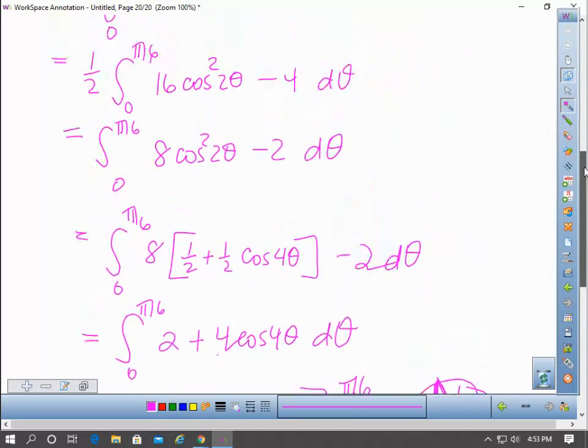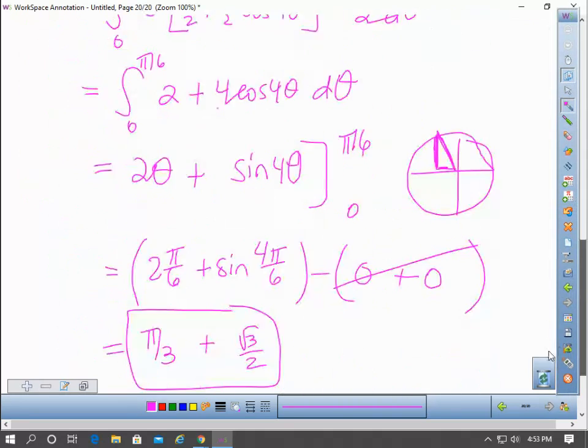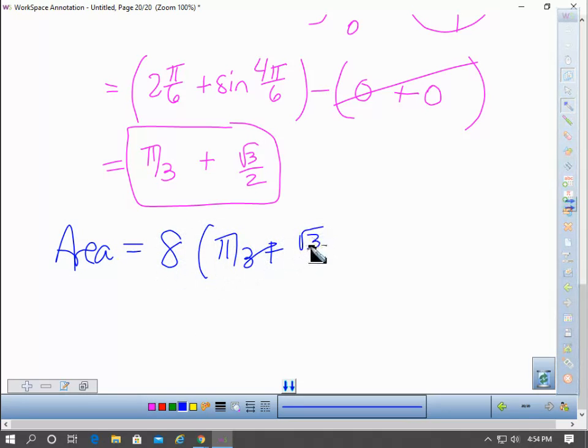And remember, when we go back up here, that's only this area right here. So I want all of the area outside the circle, but inside the rose. So I only did this 1/2 piece. So I need to multiply it by 1, 2, 3, 4, 5, 6, 7, 8. So I need to multiply it by 8 to actually get the answer to the question. So my actual area is 8 times pi over 3 plus radical 3 over 2. So my final answer is going to be 8 pi over 3 plus 4 radical 3.